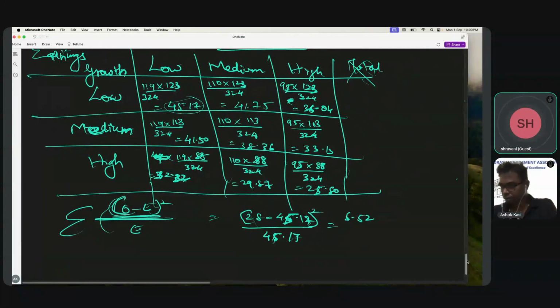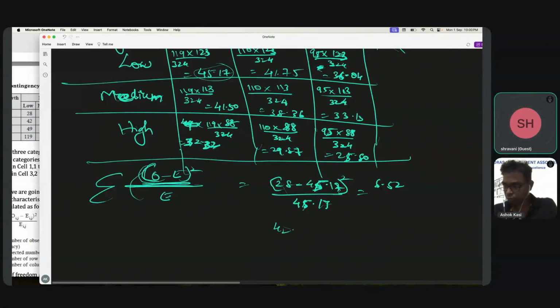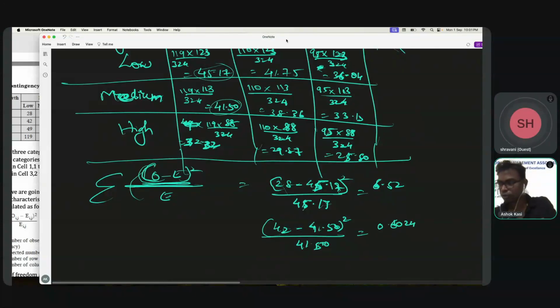Okay, then the next one, 42. 42 minus 41.50, squared, divided by 41.50 gives 0.6024. Keep storing.